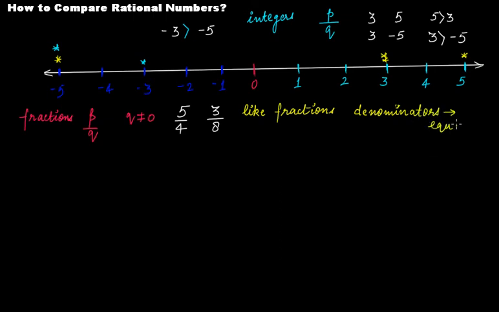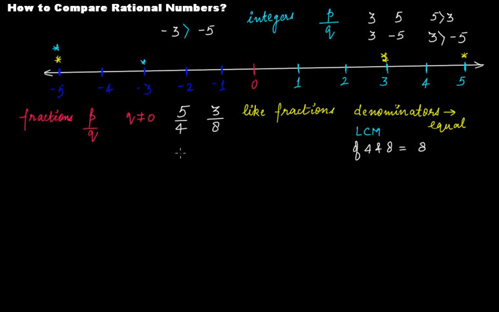We have to make denominators equal. In this case, this is 4 and this is 8. For making denominators equal, the best way is to find out the LCM, that is the least common multiple. In this case, you have 4 and 8. Now, if you try to find out the LCM of 4 and 8, this gives you 8. 8 is the LCM of 4 and 8.